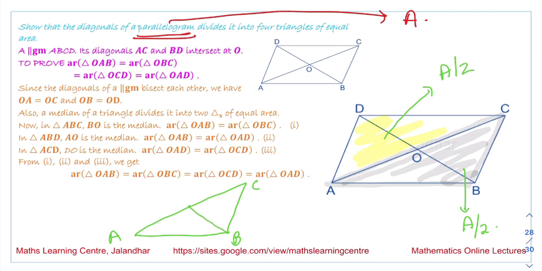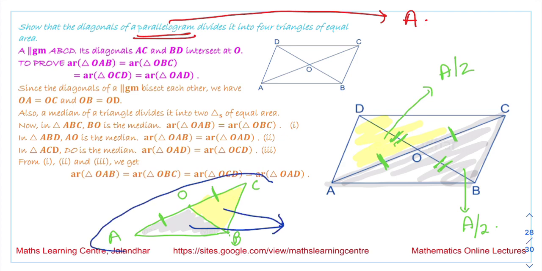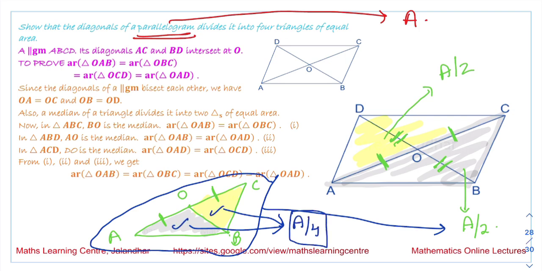This point O is the point over here, and we know that the diagonals bisect each other. It means BO is the median for this triangle ACB, on side AC. So the areas of this portion and this portion are also equal. The total area of this portion was A by 2, so the area of both these portions will be A by 4. Similarly, the area of both these portions will be A by 4.